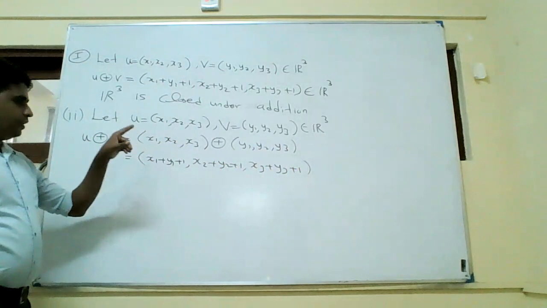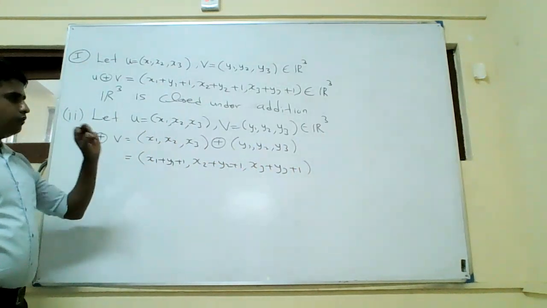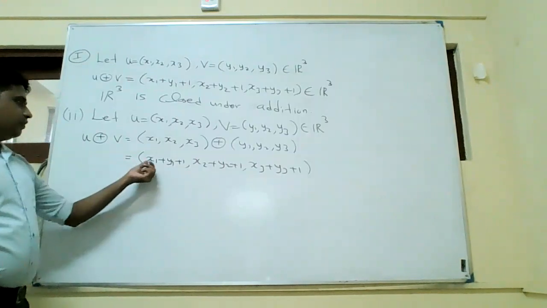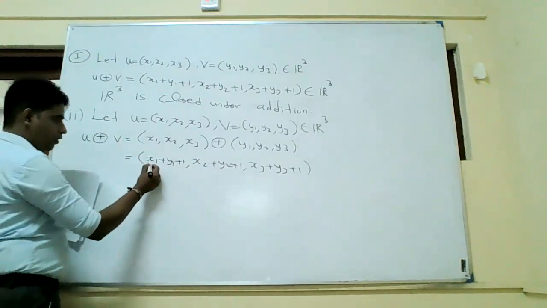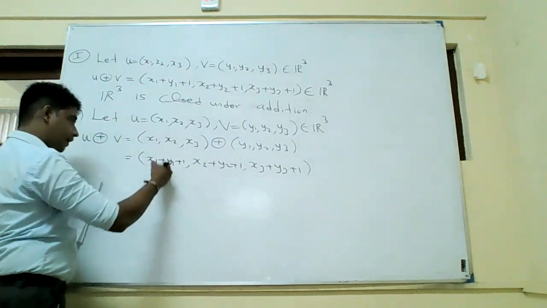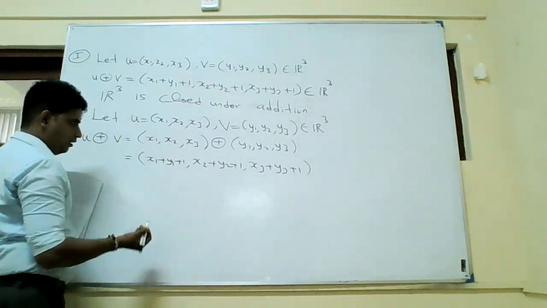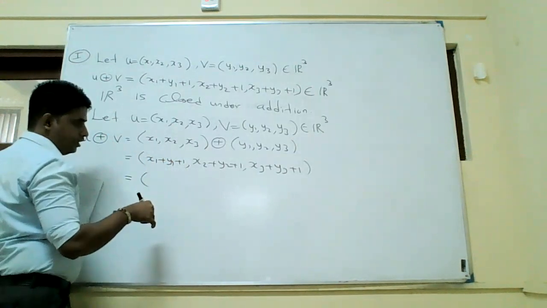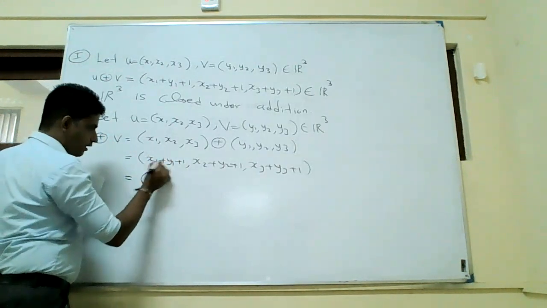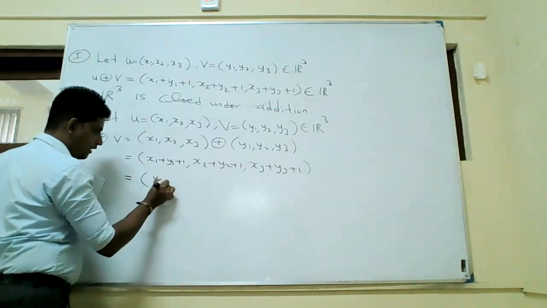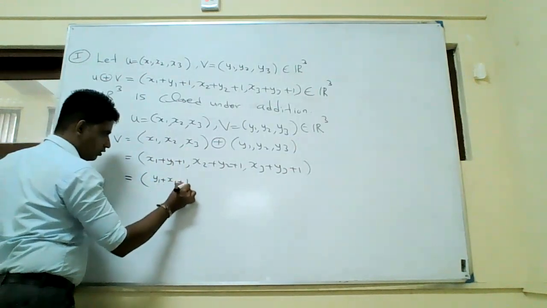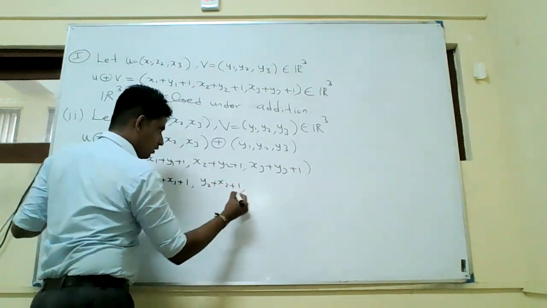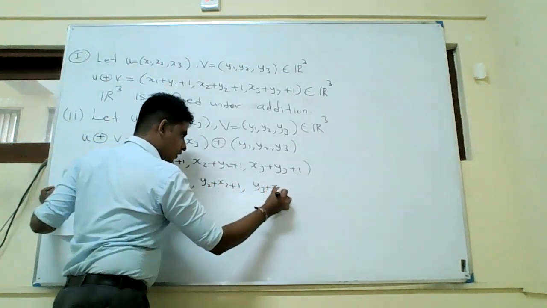Here x1, x2, x3 are real numbers and y1, y2, y3 are real numbers. In the real number system we can add, right? X1 plus y1 is also a real number. In the real number system, the commutative property is satisfied. That means we will write this x1 plus y1 as y1 plus x1 plus 1. Here y2 plus x2 plus 1, y3 plus x3 plus 1.